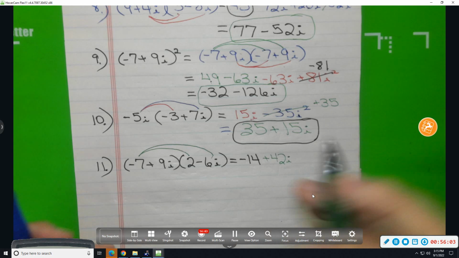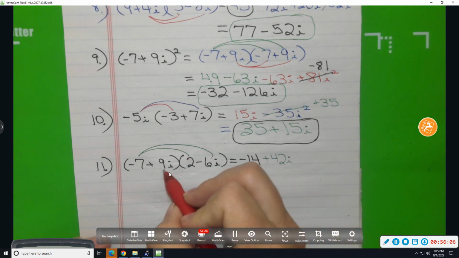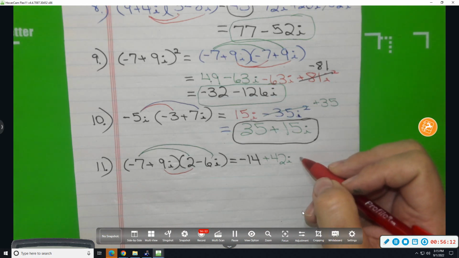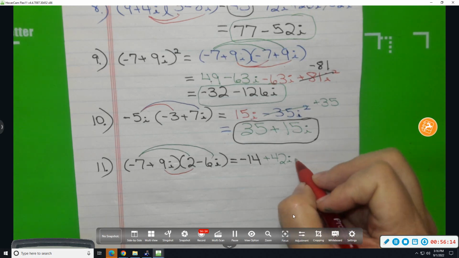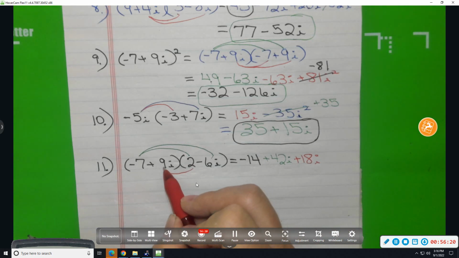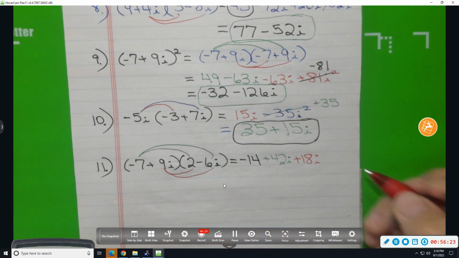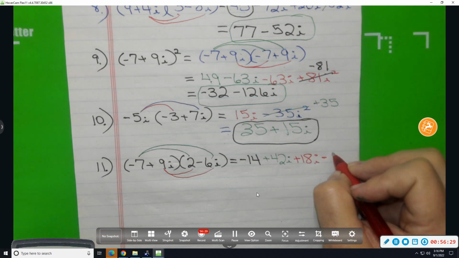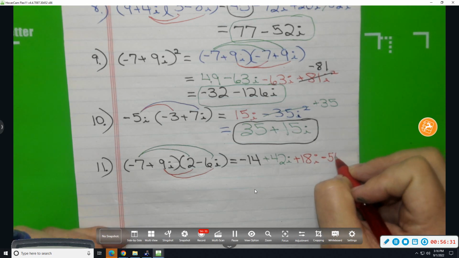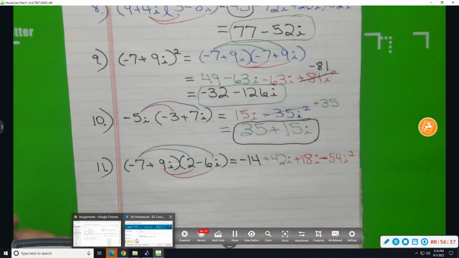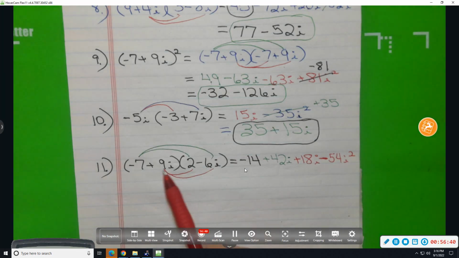Don't forget your i. Inner, 9i times 2, is that 18i? And finally, last, positive 9i times negative 6i. Negative 54i squared. I think it's 54, right, it's a 6, not an 8, unless I miscopied it, right? But go back and make sure. Okay, 9 times 6. Be careful. Have your calculator there.